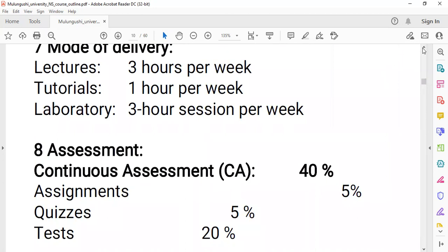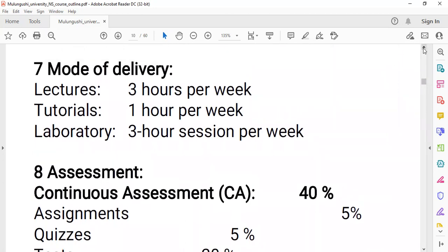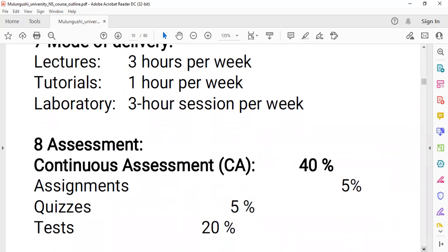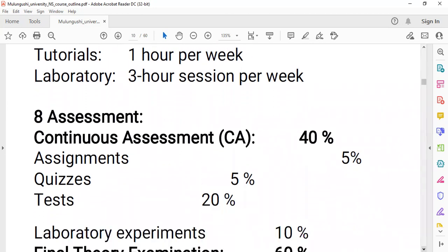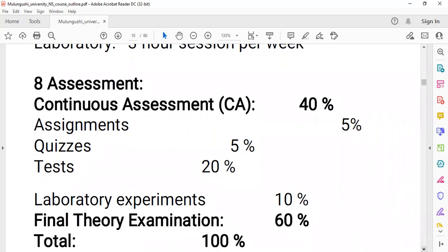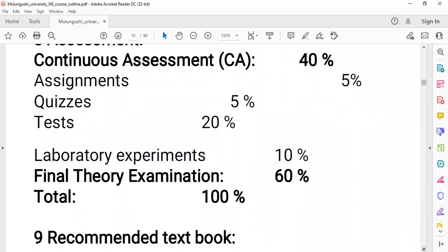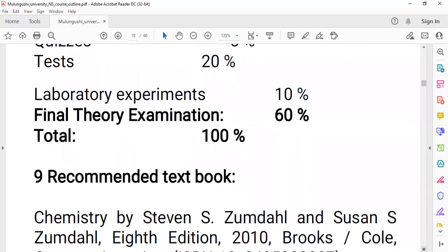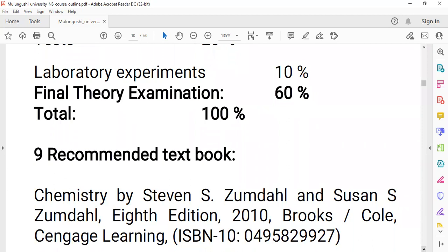Then this is the mode of delivery at Mulungushi University. Lectures will be 3 hours per week, tutorials 1 hour per week, and laboratory a 3 hour session per week. Then we have assessments: continuous assessment is 40%. How does that 40 come down? Assignments 5%, tests 20%, laboratory experiments 8%. Then the final theory exam, the end of semester exam, is 60%.